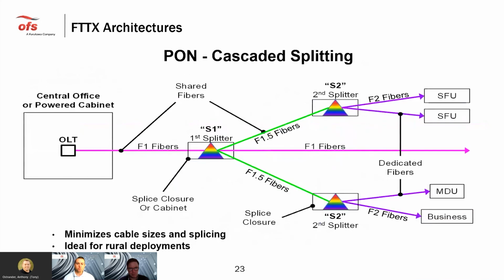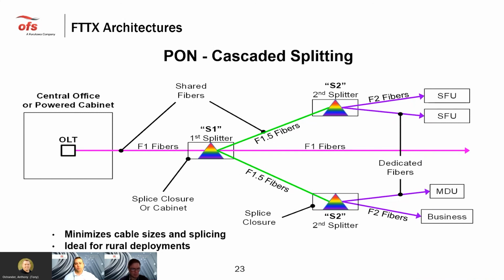All right, next slide. All right, so this is the last PON-based splitting architecture. So this is the cascaded split. And again, similar to the distributed split, you've got your OLT in your central office, you've got your shared F1s going out. But instead of a single splitter getting out to the end customer, you've actually got multiple. So a lot of times what you'll see is a 1x2 or a 1x4 split. And then you'll break that F1 up into what we're calling an F1.5, and then that's going to hit a second splitter, typically a 1x8 or 1x16, depending on what the first split was. And then you've got your dedicated fibers going to your end customer.